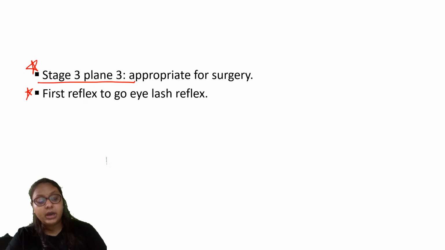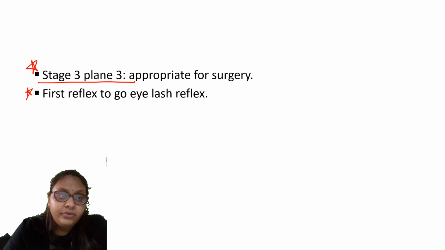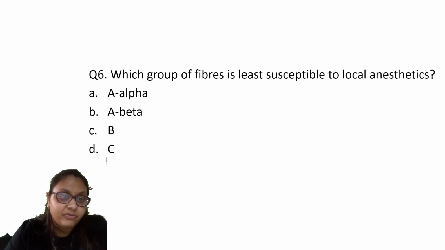Any doubt? Dr. Ragul, Dr. Kunal, any doubt in this? Can I move? Can I go to the other question? Stage 3 plane 3 is appropriate for the surgery, and the first reflex to be gone is the eyelash reflex.